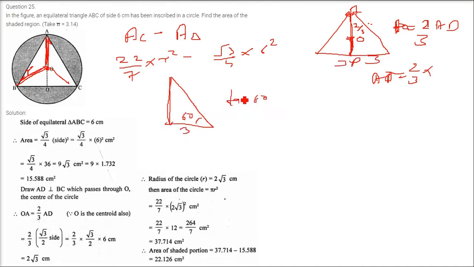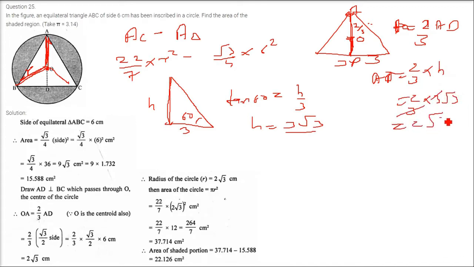So tan 60, let me take it as h by 3. So h will be 3, tan 60 is root 3. So we have 3 root 3. Okay, h is 3 root 3. So now this h is 3 root 3 and this AO is 2/3 of h. So it will be 2/3 of 3 root 3. So we get 2 root 3. Now we can put it here.